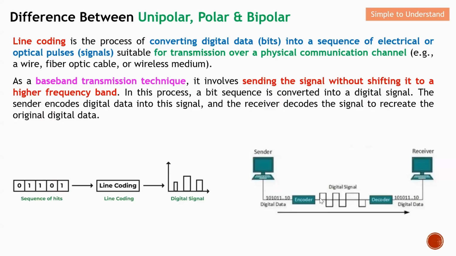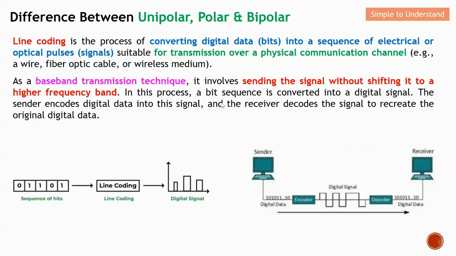This physical communication channel could be a wire, a fiber optic cable, or wireless. So what is a baseband transmission technique? In short, baseband transmission means that they send the signal without shifting it to a higher frequency band at the transmitter. And when we receive it, we don't need to shift it to a lower frequency. So this is a very simple meaning of baseband transmission.